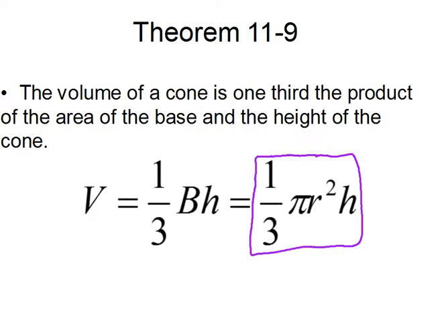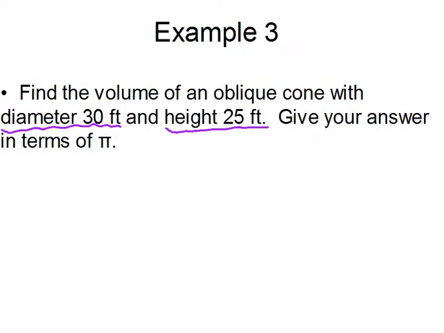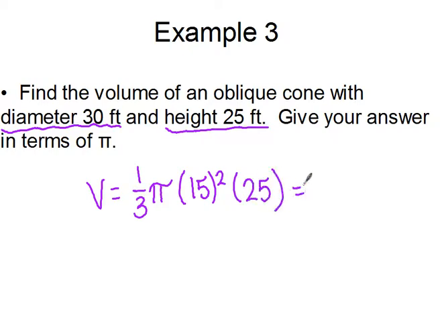Okay, and let's go back and remind ourselves. Pi r squared h times 1/3. So, volume equals 1/3 pi. Radius is half the diameter, so this is 15 squared times the height. Alright, so we're going to plug all this in. So 1/3 times pi times 15 squared times 25. And we get 1,875 pi feet cubed. Okay, just plug everything in and get an answer out of it.